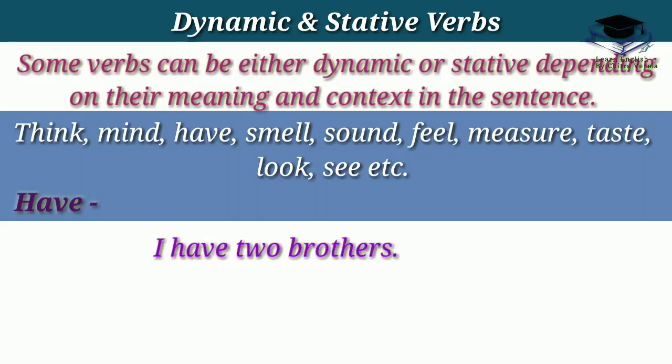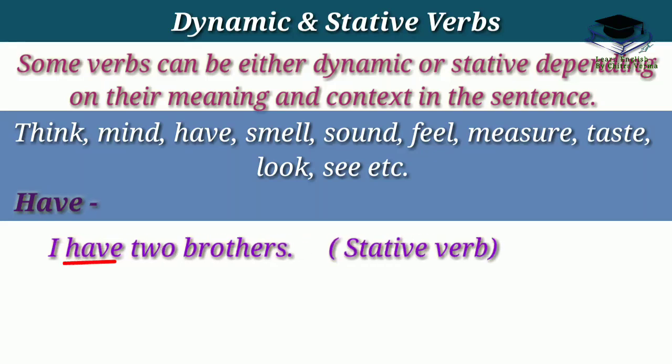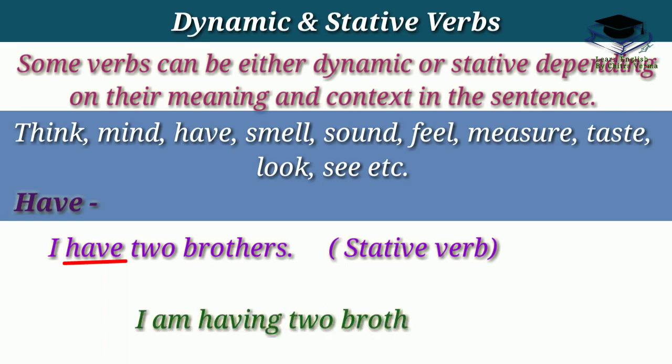I have two brothers. Here the verb have is not describing an action. It is not describing a process. It is used to tell about family relationship. So it is a stative verb, and in this case we cannot use it in progressive form. Means we can't say I am having two brothers.